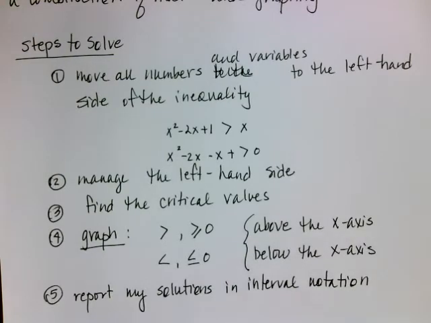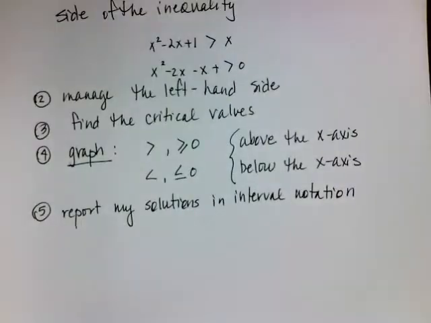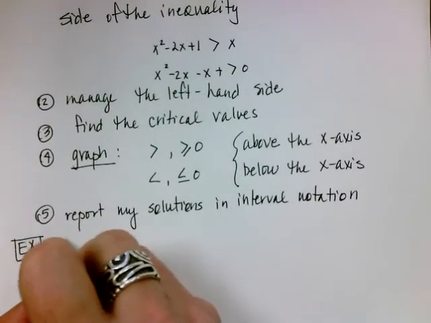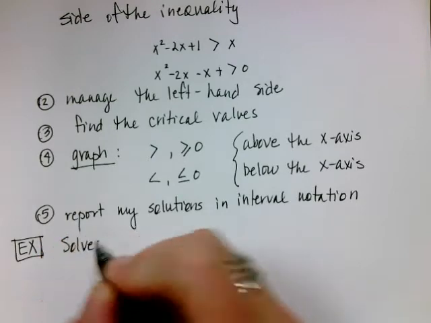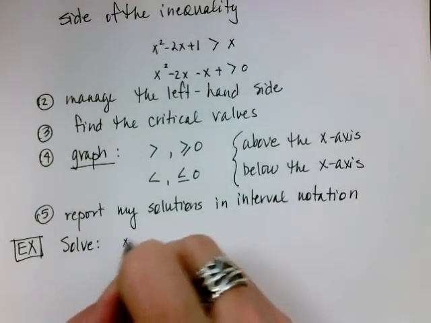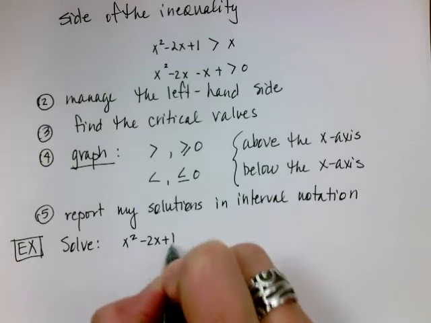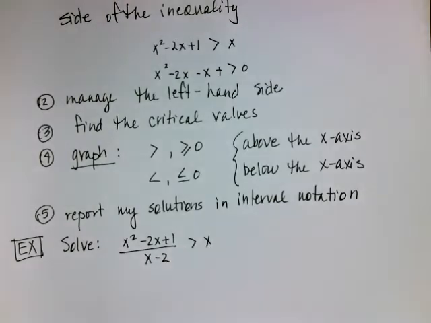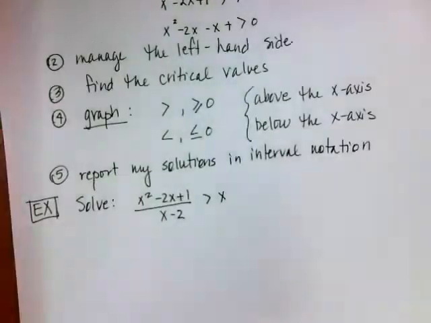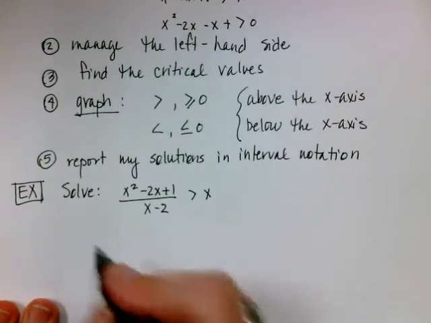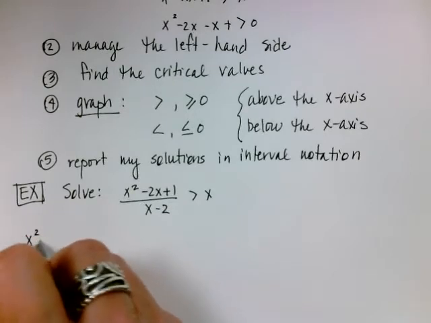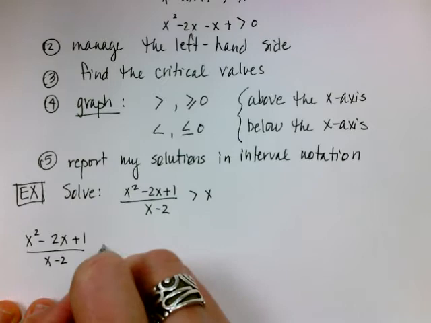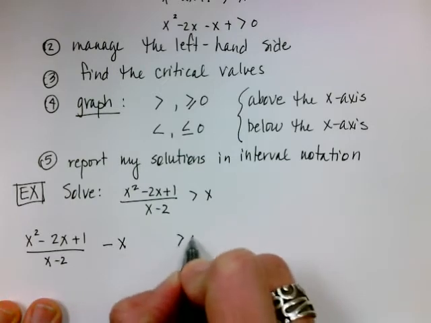All right, so now let me do an example because I think it will make it better. So we're going to solve. Our inequality is going to be x squared minus 2x plus 1 over x minus 2 is greater than x. So the first step said move everything to the left. So if I do that, I'm going to get x squared minus 2x plus 1 over x minus 2 minus x, and then is greater than 0.